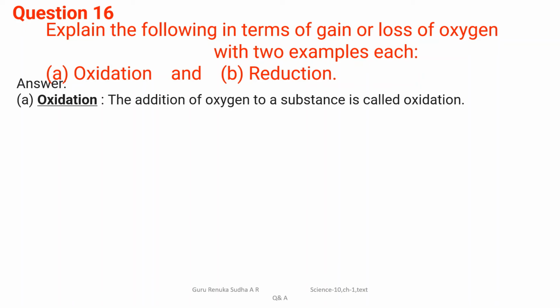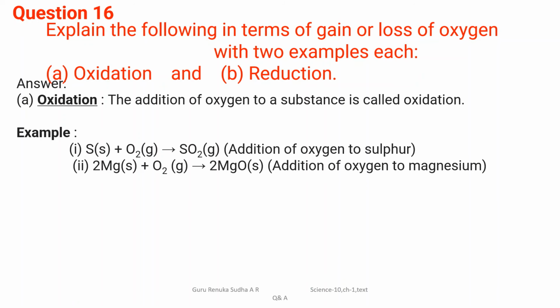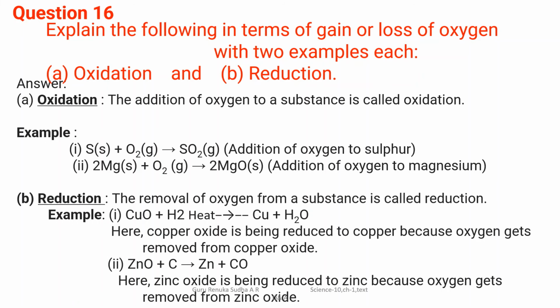And here are two examples where, when you add oxygen to a metal or to sulfur, you get the corresponding oxide, like sulfur dioxide. So here two examples help us to understand the oxidation reaction. And reduction means removal of oxygen from a substance. You can see the reduction. Okay, in this equation, when you observe cupric oxide, copper oxide, heated in the presence of hydrogen, the oxygen in the copper gets removed.